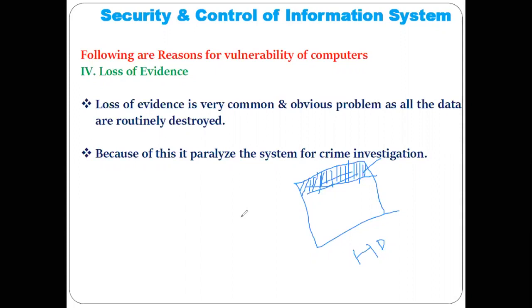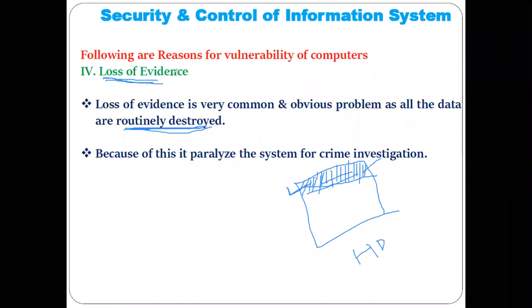And if that was your evidence, there is a chance of loss of evidence. Got the point? Yes, sir. Because the data from our system routinely gets destroyed, correct or not? Routinely, in the sense that daily some kind of data from our computer gets destroyed, or gets deleted.